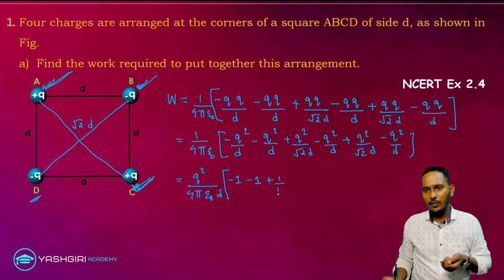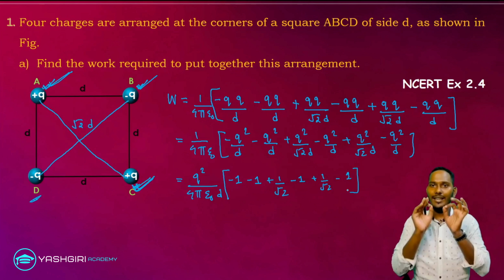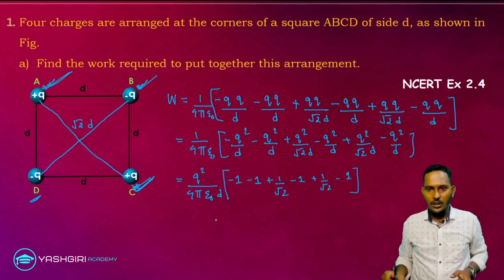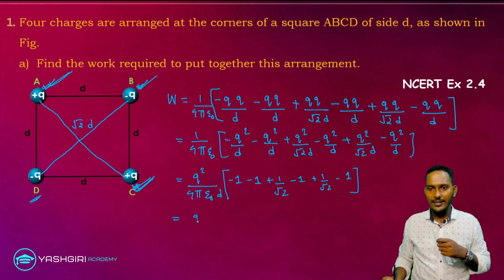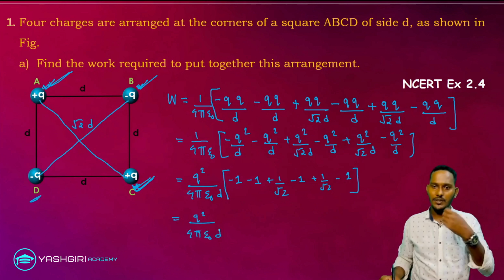The third term will be 1 upon square root of 2. Fourth term, again a -1. Fifth term, 1 upon square root of 2. And again a sixth term, we will be having a -1. So this is what we have here. Now, students, from here on, the things are very simple. You can just say that Q square upon 4 pi epsilon naught times D, right?